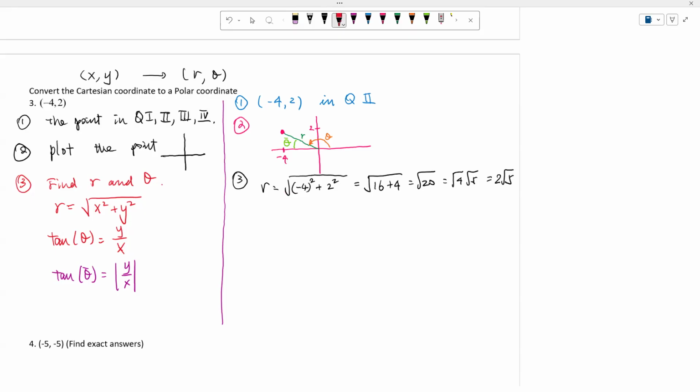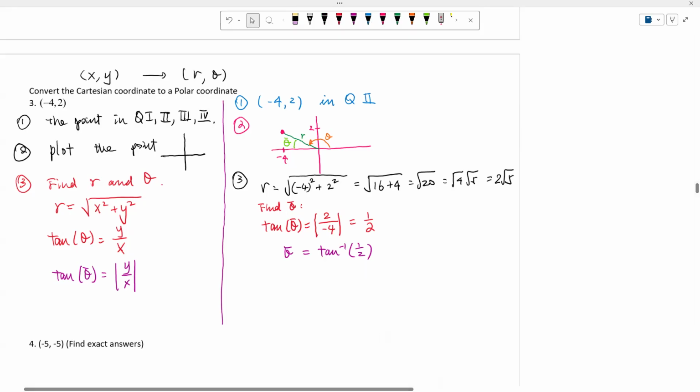And now, second, I would like to find the theta bar, okay? So I have tangent of theta bar is equal to the absolute value of y over x, which is equal to 1/2. And theta bar will be the tangent inverse of 1/2. Then, of course, in this case, my theta will be pi minus tangent inverse of 1/2, okay?